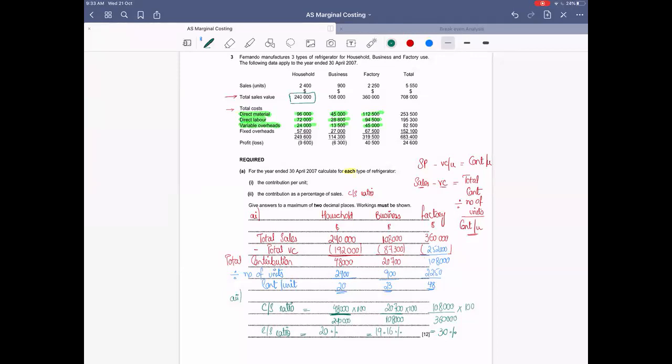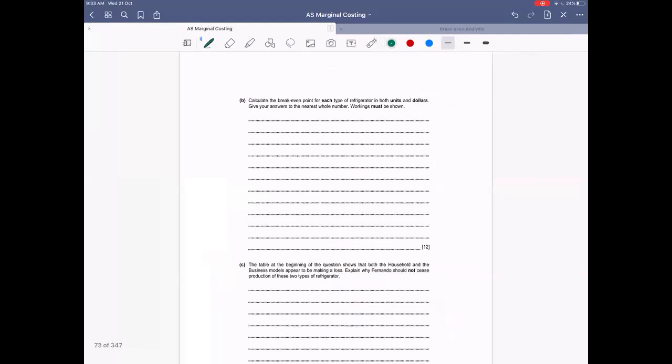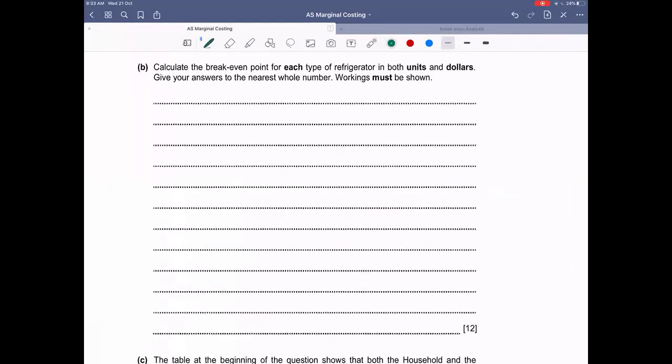Let's say, guys, assuming that you're done. Moving on to the next part, we need to find out break even in units and in dollars, and we need to give our answer correct to the nearest whole number. So this is for 12 marks. So household, and then business, and factory.